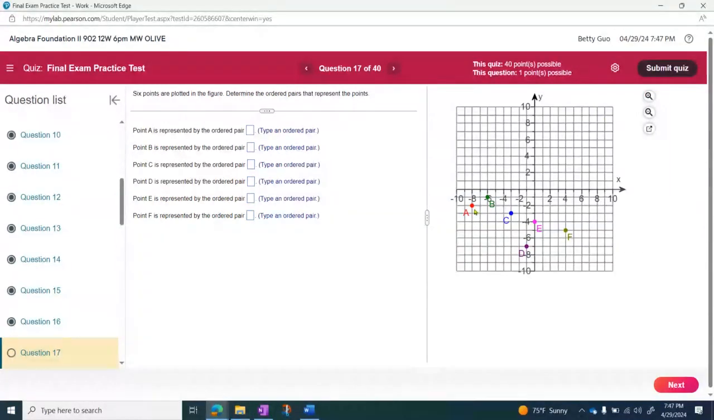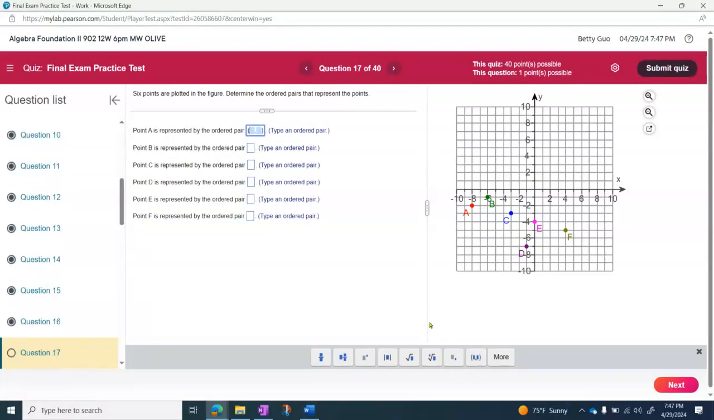A is -8. Let's see, 1, 2, 3, 4, 5, 6, 7, 8. Yeah, -8, comma -2. I don't like this kind of problem, too small. -8, comma -2. All right, if I enter something wrong, please let me know. And good. I don't have to enter the comma or parentheses.